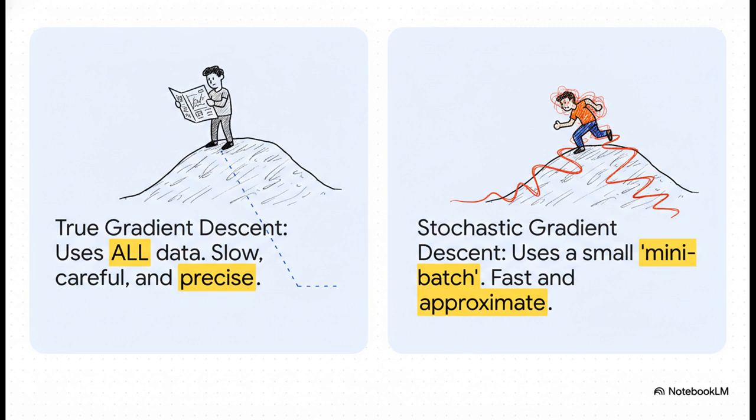The analogy for this is just perfect. It's like the difference between a careful hiker who meticulously calculates the exact perfect downhill path before taking one slow, careful step, versus a drunk man who just kind of stumbles quickly in the general downhill direction. He's messy, he's not precise, but you know what? He gets to the bottom of the hill a whole lot faster.